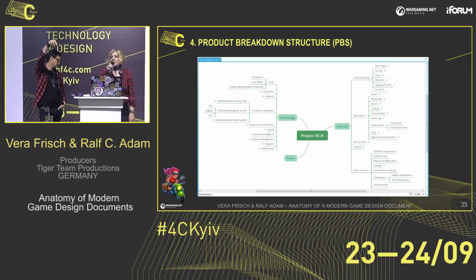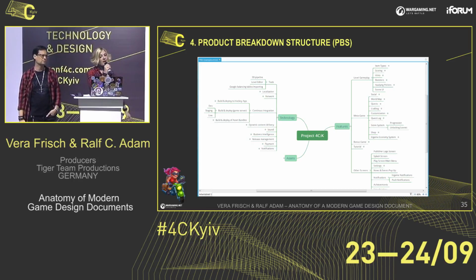Now we have a short example how this could look like. You see in the middle it's kind of a mind mapping tool. You see your project, which is split up in technology, features, and the assets, and then you have really a small breakdown from the high-level parts into smaller parts, like level design, what is needed there, different item types, scoring, or on the technical side, which tools are you planning to use, is it a 3D pipeline, and this is the structure base for the product breakdown.